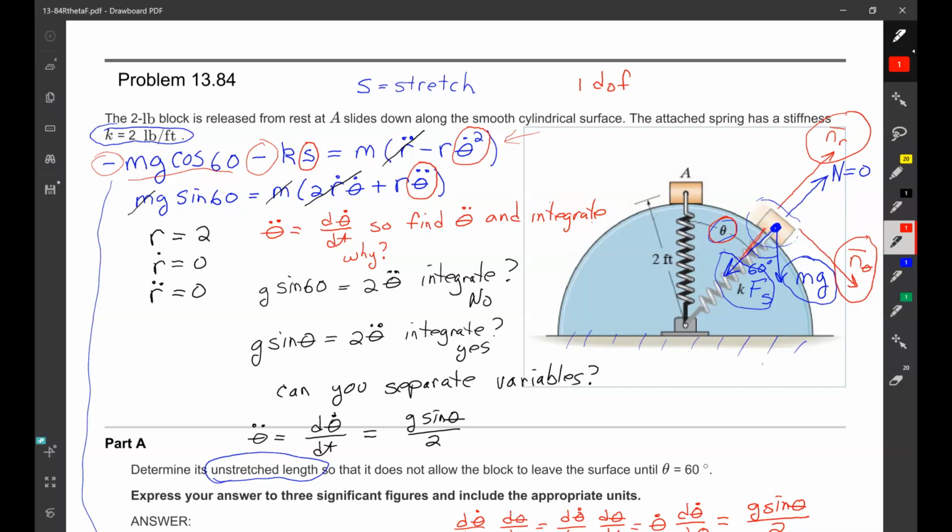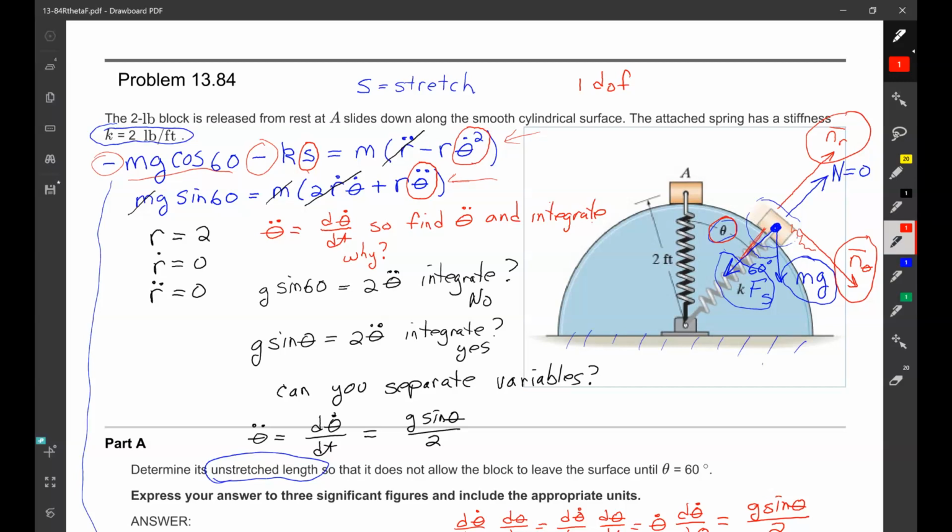Then you sum forces in the theta direction. In the theta direction, you have mg sine theta. That would be the component of mg along this theta direction along here. It's positive because it's pointing in the positive theta direction. And that's all. So that equals mass times acceleration. This is the acceleration in the theta direction. All right, let's circle the things that we don't know. You don't know theta double dot. You don't know theta dot. You don't know the stretch. So that's three things you don't know, and only two equations. You need another equation.